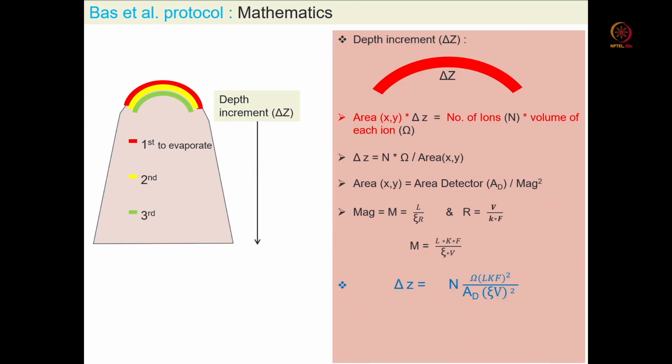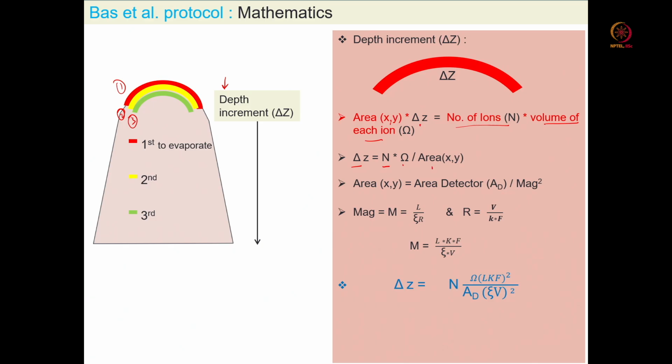Now this is a schematic of a needle specimen, and you can see that based on the sequence, the red color will be the first to evaporate, yellow is second, and third is the green color. With this, your depth is increasing, correct. With this we can measure. So this delta z is nothing but the area of xy into delta z, which means the number of ions into the volume of each ion, correct.